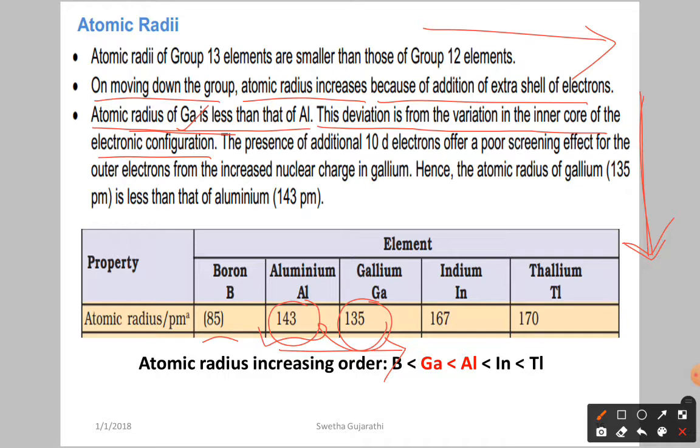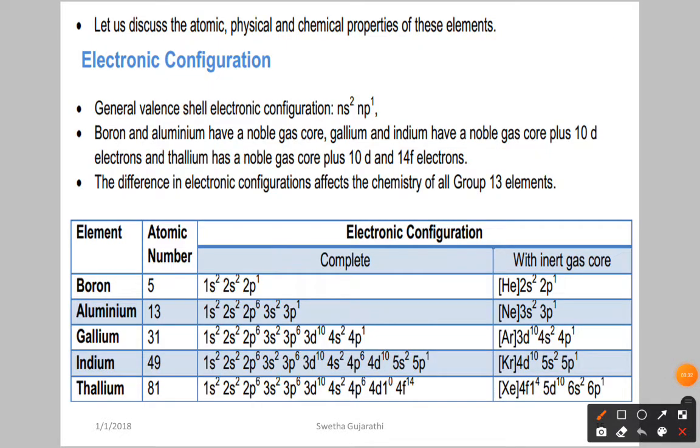Why? Because the presence of additional 10 d electrons offers a poor screening effect for the outer electrons against the increase in nuclear charge in gallium. Hence the atomic radius of gallium, 135 picometers, is less than that of aluminium, 143 picometers. Let us see the electronic configuration again. From aluminium to gallium, we have the extra 3d electrons.